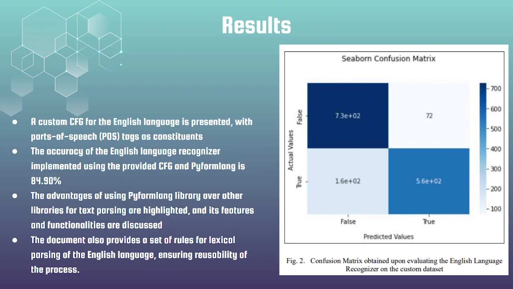Then we have the results. So here I've attached a picture where we can see that a confusion matrix has been obtained upon evaluating the English language recognizer on the custom dataset.